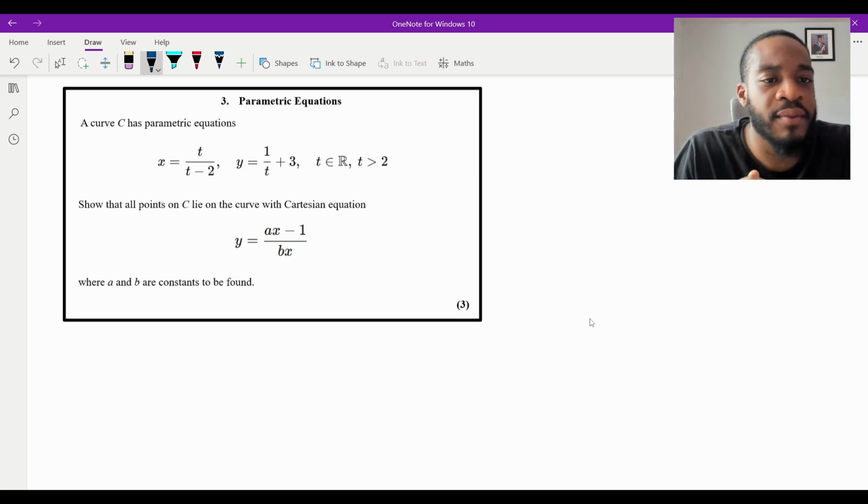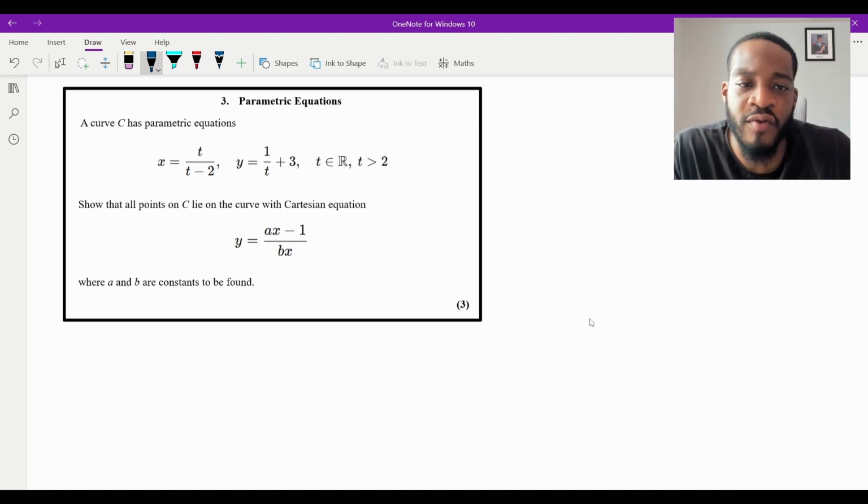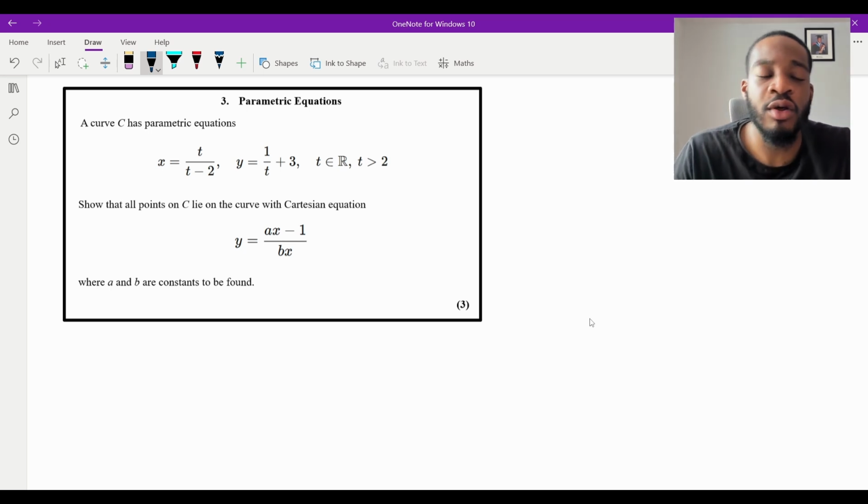x is equal to t over t minus 2. y is equal to 1 over t plus 3, where t is an element of the reals and t is greater than 2. Show that all points on C lie on the curve of Cartesian equation y equals ax minus 1 over bx, where a and b are constants to be found, for 3 marks.